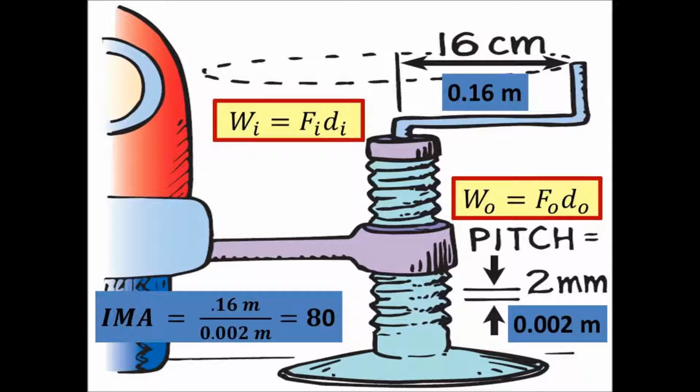So the ideal mechanical advantage would be 0.16 meters divided by 0.002 meters. 2 millimeters is 0.002. 0.16 meters is 16 centimeters. So 0.16 meters divided by 0.002 meters would be 80. So you have a pitch, which is the 2 millimeters.